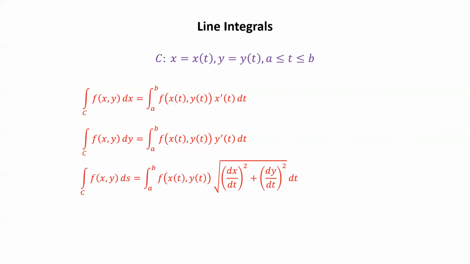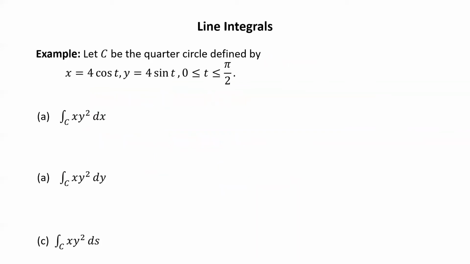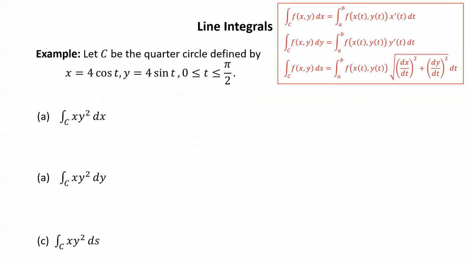And finally, the line integral over C of f of x, y ds can be computed with the definite integral from a to b of f of x of t, y of t, times the square root of (dx/dt) squared plus (dy/dt) squared, dt. Let's try an example. I'm going to put up those formulas I just shared with you so you have them in front of you. Now's a good time to pause the video, try these examples yourself, then resume the video to check your answers with mine.